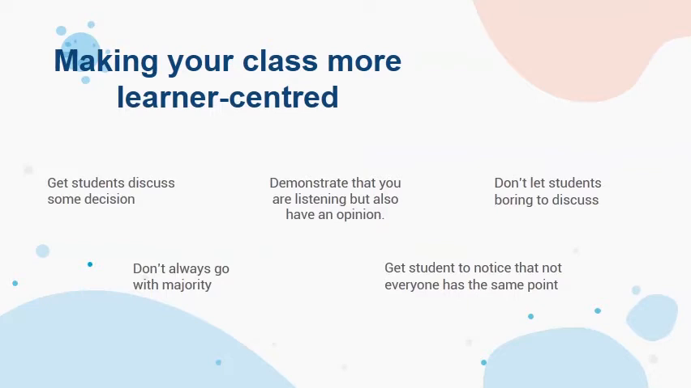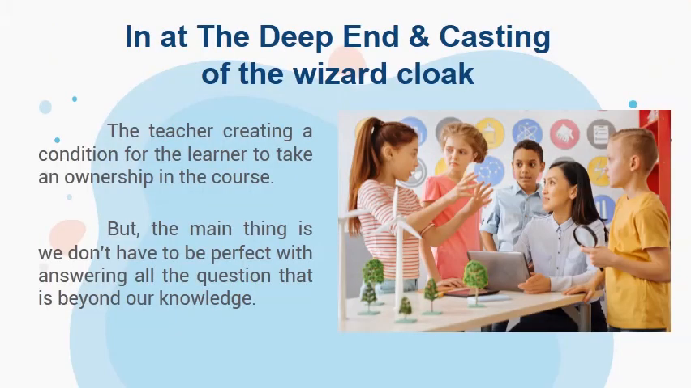And then the last is don't let students get bored in discussions. You can try to make the discussion crisp and to the point. Don't make it too long to reach a conclusion, because it will make students feel bored. Then slide 7 talks about the tip and casting off the wizard cloak. The teacher creates a condition for the learner to take ownership in the course.